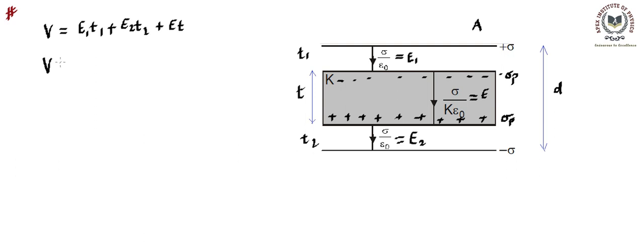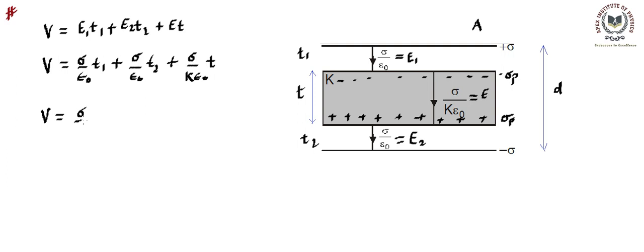Now we know this E1 and E2 are the same number, they are sigma upon epsilon naught. So this will become sigma upon epsilon naught into T1, plus sigma upon epsilon naught into T2, and the E value inside is going to be sigma upon K epsilon naught into T. Now if we carry forward with this, we will find sigma upon epsilon naught can be taken as common. From here we will find T1 plus T2, and from the last term we are going to find T by K.